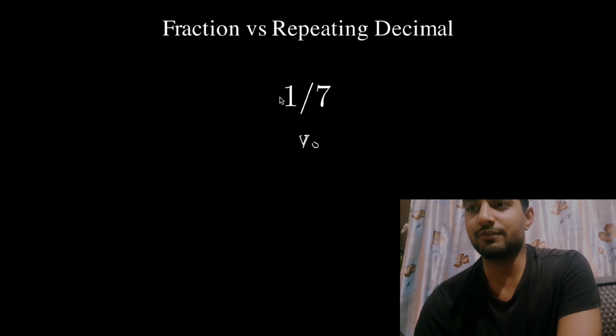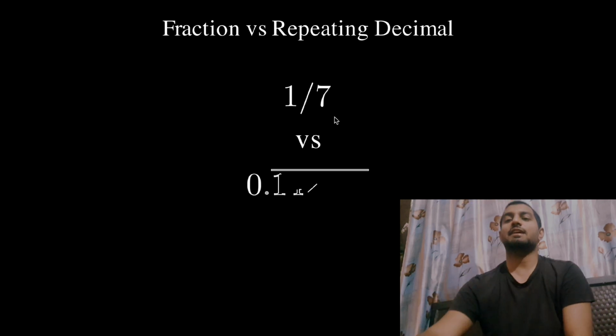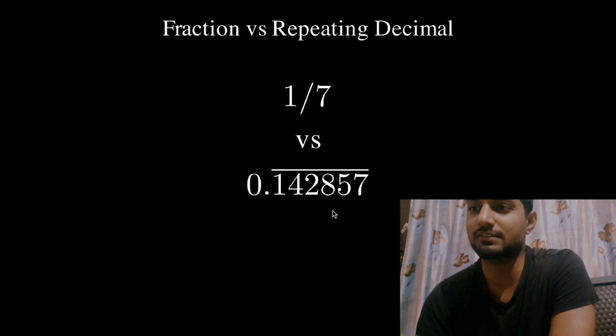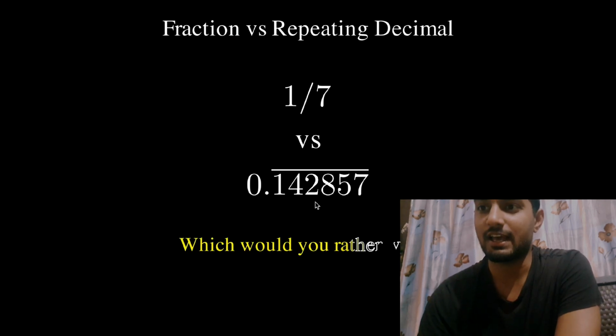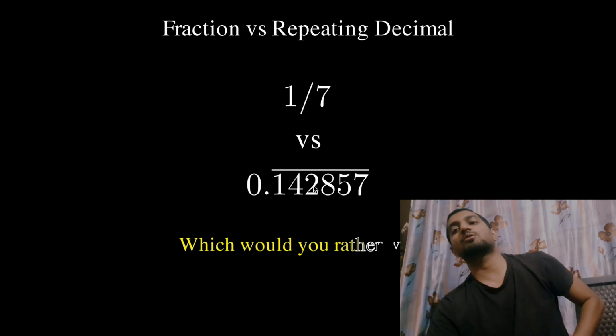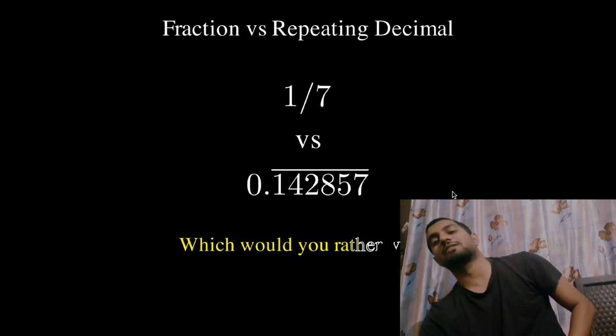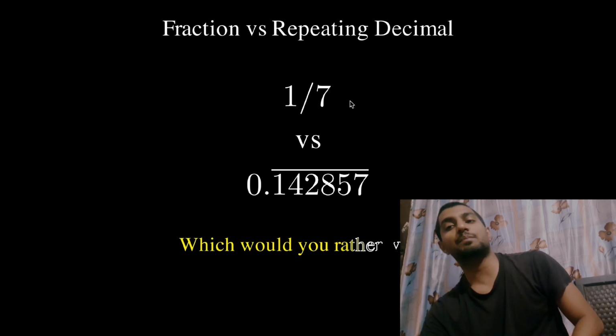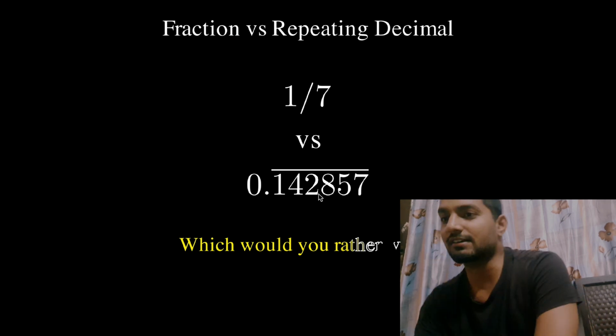So if you have to write the fraction 1 by 7, it doesn't fully get divided, and the solution is not limited, it will just repeat itself. It goes 1 by 7 equals 0.142857, and then again it will start 1 4 2. 1 by 7 is more precise, and this decimal is less precise, I would say.